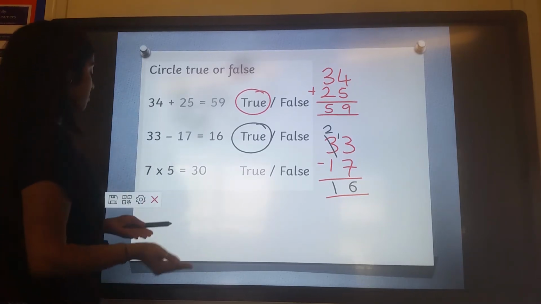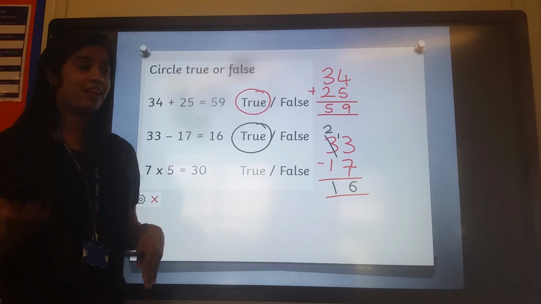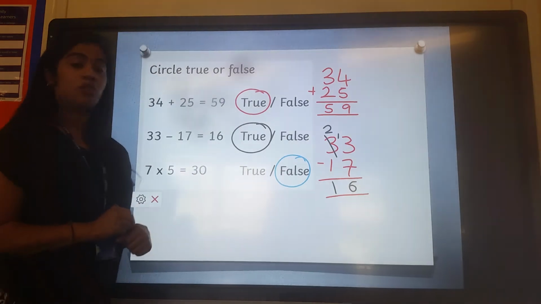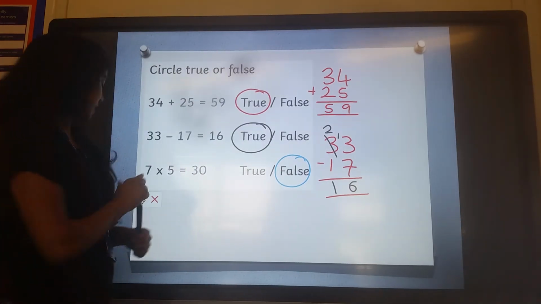And then the last number sentence, 7 times 5 is equal to 30. Well, I know my 5 times tables, and 7 times 5 is 35. So the answer here is false. So well done if you got that question correct.